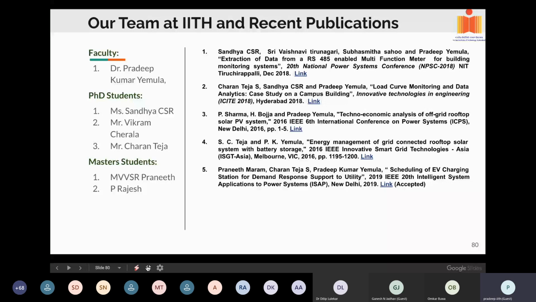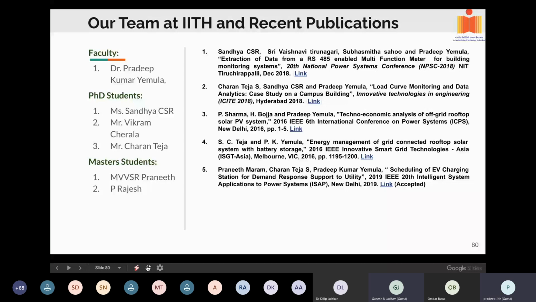Now you are in Nasik, right? If you have an internet connection, definitely we can install this campus energy monitoring. So if you're interested, do contact us. We will be able to help you. Yeah, thank you, sir.